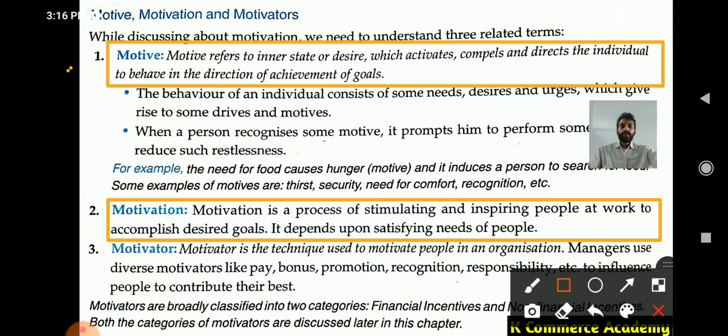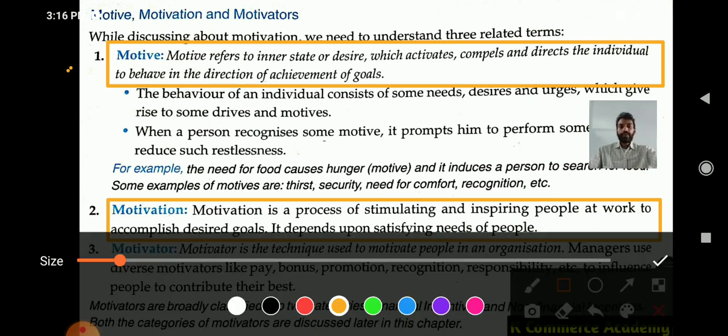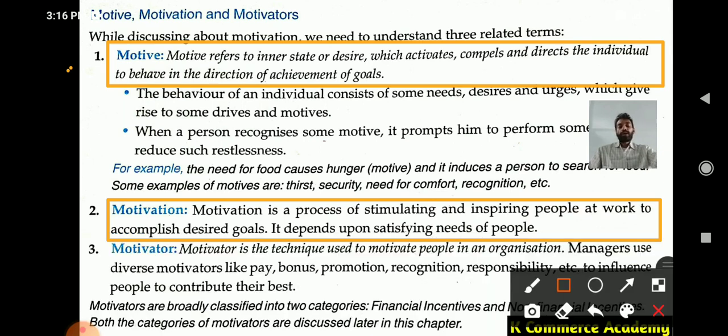Any person who does not have any unsatisfied or unfulfilled need can never be motivated. So the most important element for motivation, however, motivation is the element of directing. And what is the most important element for motivation? Unfulfilled need. Now, how this need can be fulfilled is known as motivator.